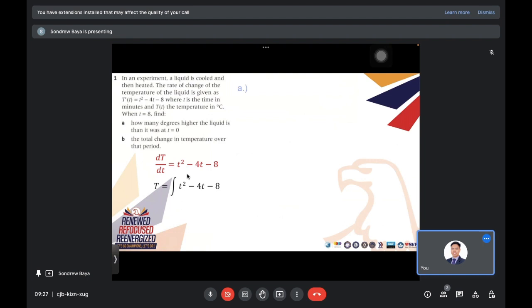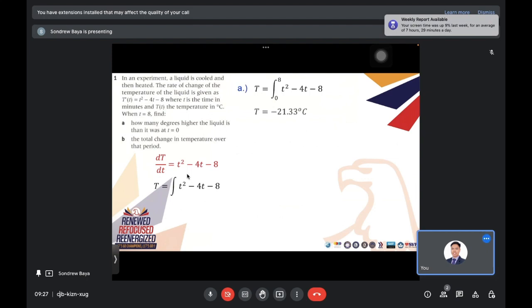Thus, for letter A, if we wanted to find the net change, this is actually net change because we wanted to compare from a temperature of 0 to a temperature of 8 degrees Celsius. Since we're looking for the net change, it will just be from 0 to 8. No need to put an absolute value symbol. And thus, we get a value of negative 21.33 degrees Celsius.